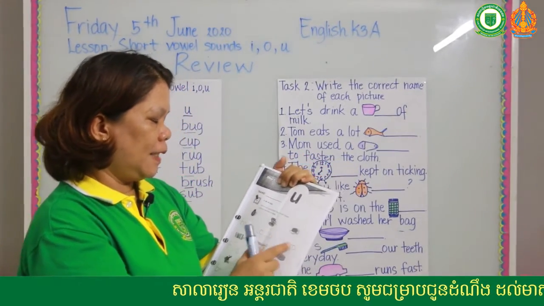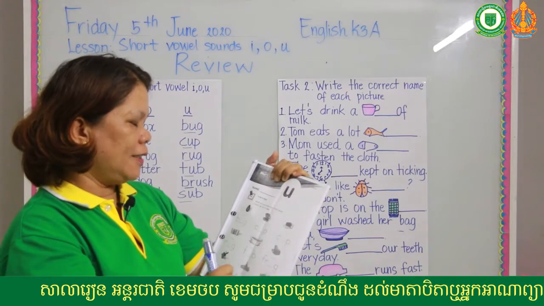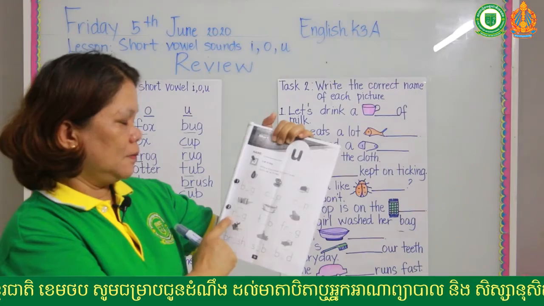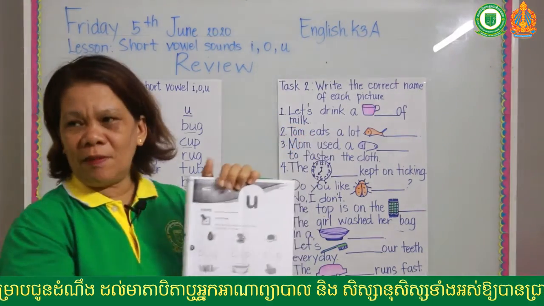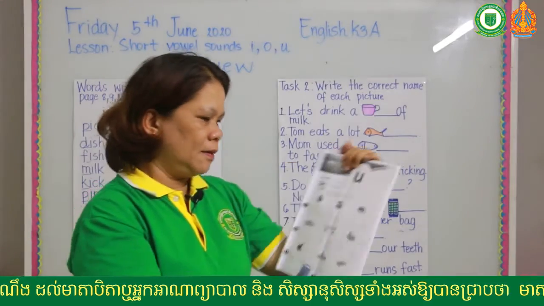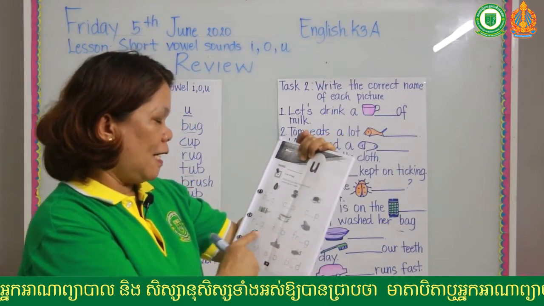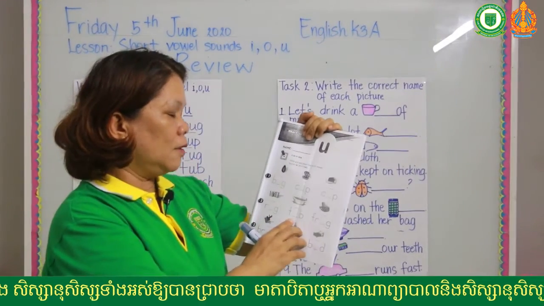Bug, cup, and this is a cap. Cap is not U, it is A. Cup. This is a rug. Okay, what is a rug? You can find a rug on the floor. There are some rugs that are also used for wiping tables like that. But usually we find a rug on the floor.